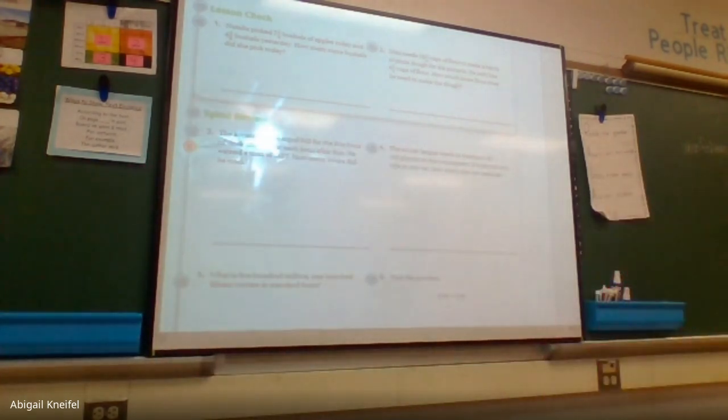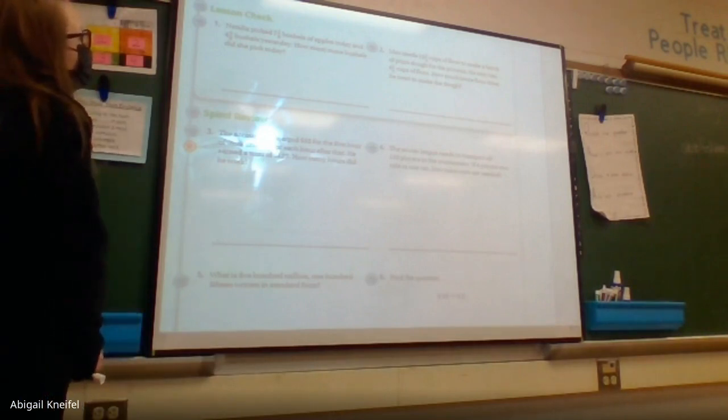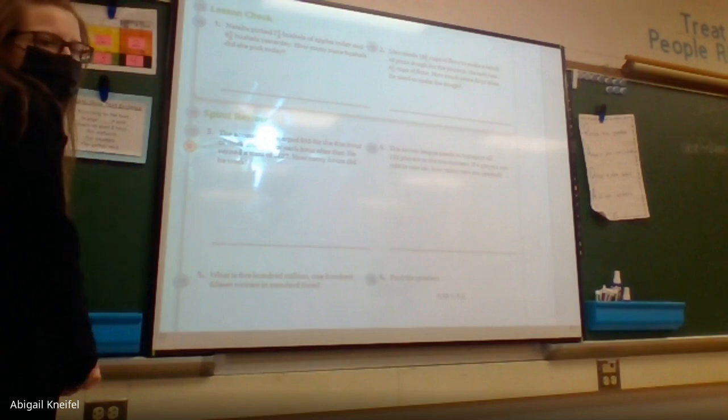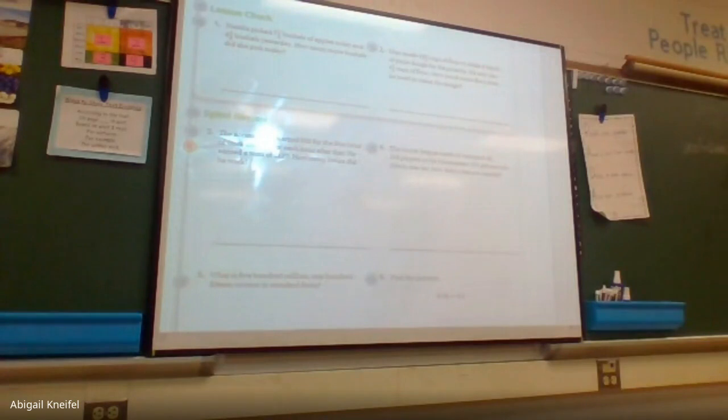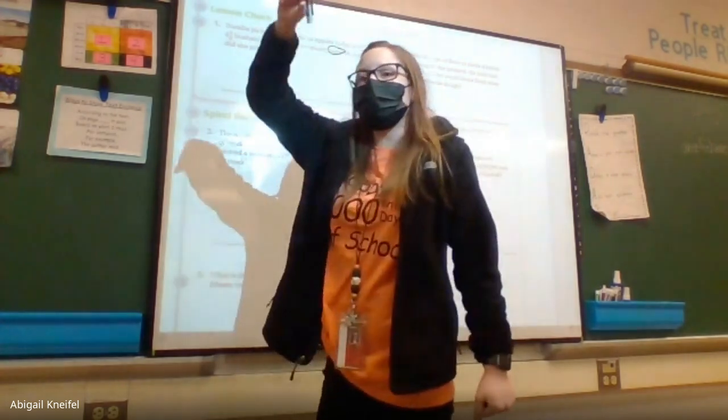Natalia picked 7 and 1/6 bushels of apples today and 4 and 5/8 bushels yesterday. How many bushels did she pick today? What? It's bundles. This is bushels. Oh, it says how many more. See, that's Mrs. Kneifel. Mrs. Kneifel missed this little thing that said more. How many more? So we're finding a difference between today and yesterday.